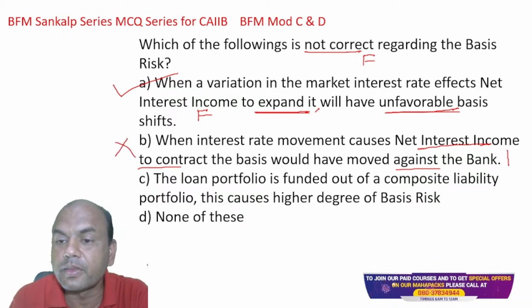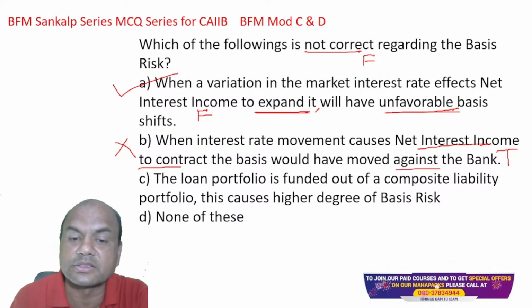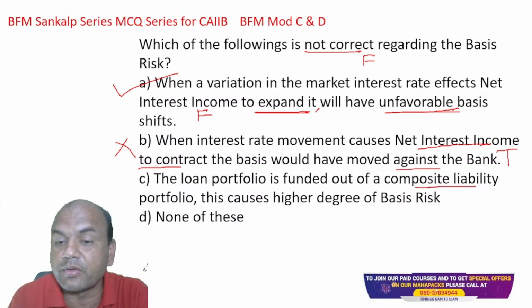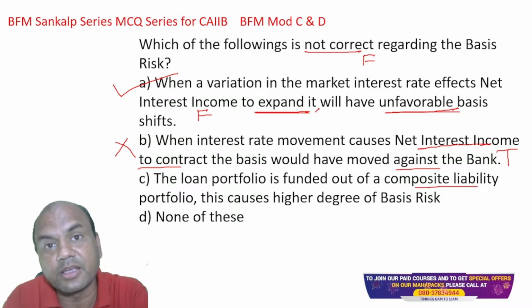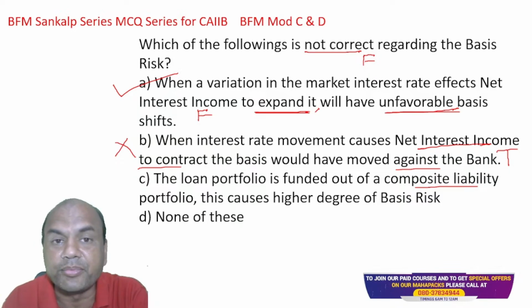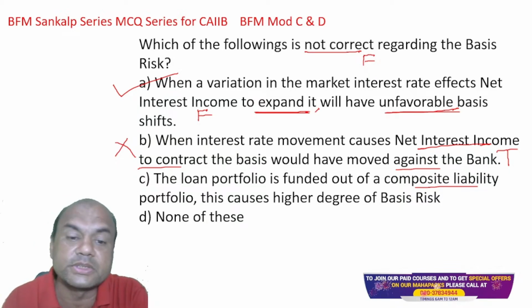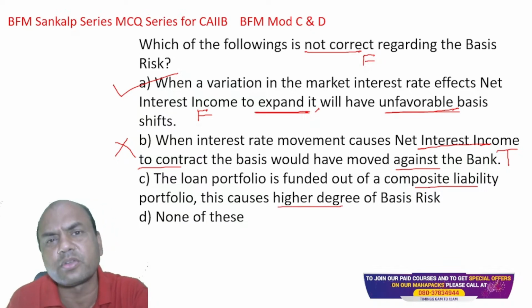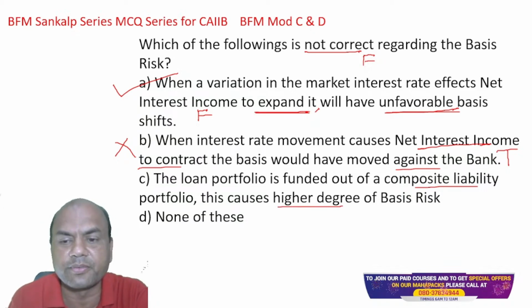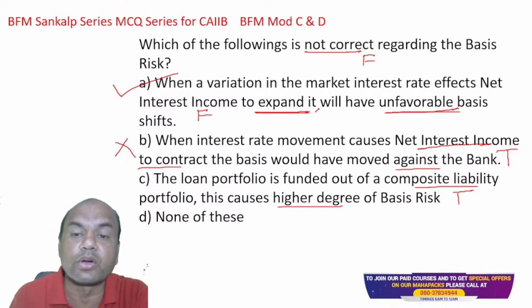The loan portfolio is funded out of a composite liability portfolio. This causes a higher degree of basis risk. See here, composite liability. Composite means various liabilities. Liabilities can be saving, current, FD. So if I have composite liabilities, this will cause a higher degree of risk to me, obviously, because all will change in different magnitudes. So that is true. We want a false one.